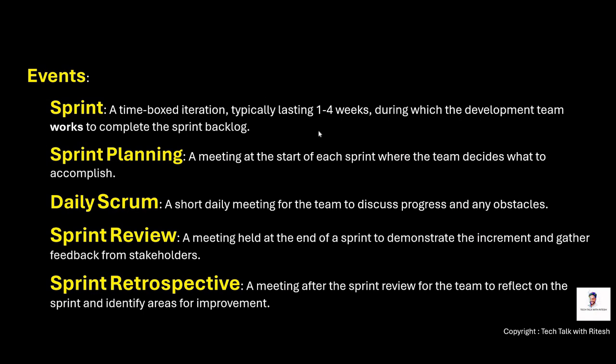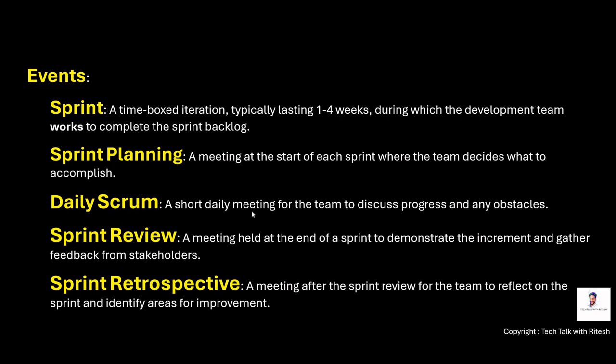A time boxed iteration typically lasting from 1 to 4 weeks, during which the development team works to complete the sprint backlog. Then sprint planning, a meeting at the start of each sprint where the team decides what to accomplish. So for example, now this sprint is going to start. Before this sprint starts, we need some work, right? Now that work will be decided in the sprint plan.